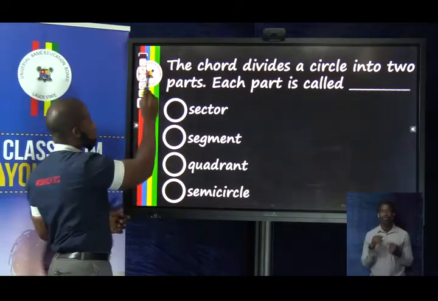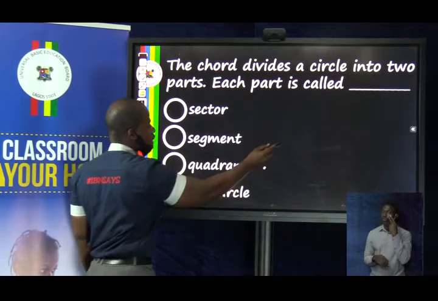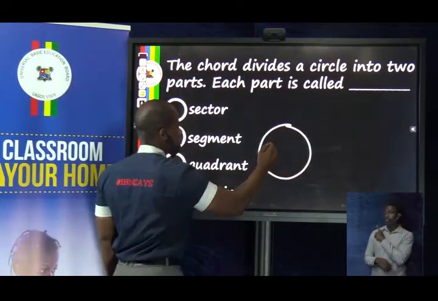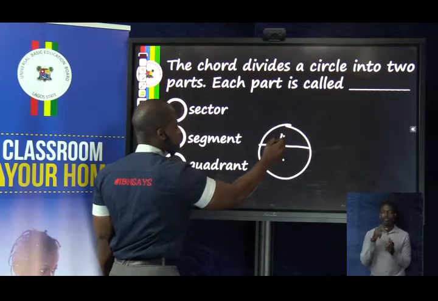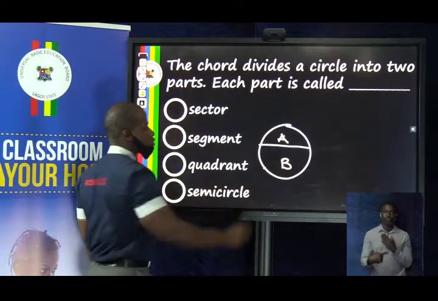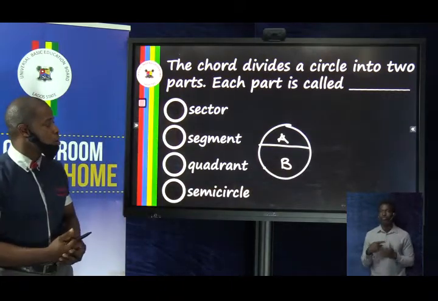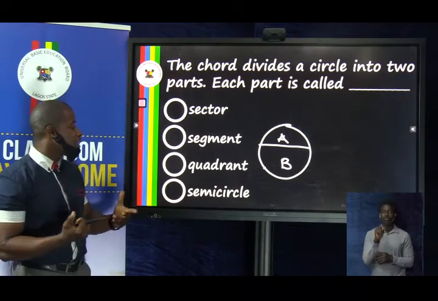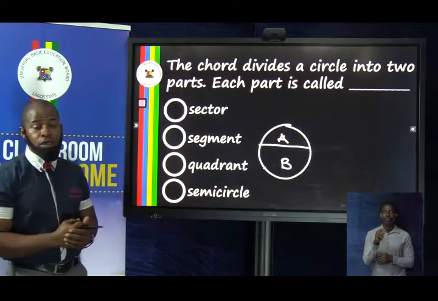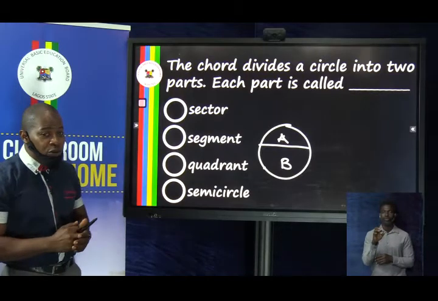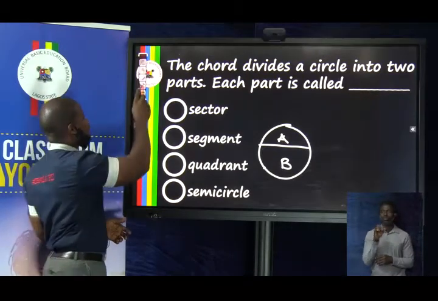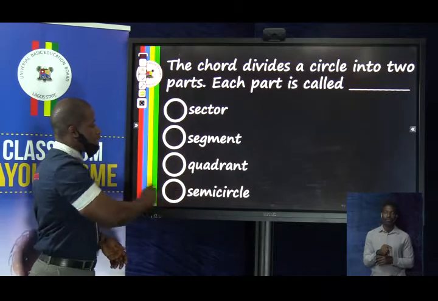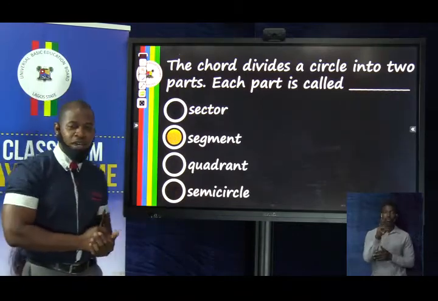Now this question says, the chord divides a circle into 2 parts. It doesn't have to be equal. The chord divides a circle into 2 parts, and each part is called what? The options are sector, segment, quadrant, semicircle. Did I hear you right? Yeah, I heard you right. You said segment. You are correct. Good job, you.